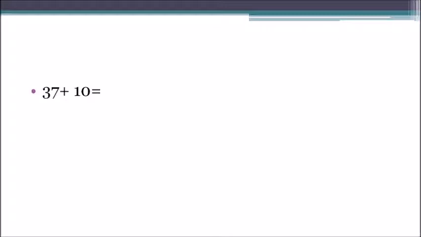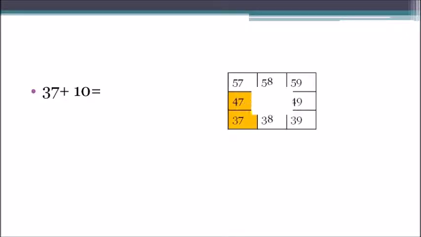So the question is 37 plus 10. First, we have to reach 37. We know in case of addition, we have to go one step towards up. So when you go one step up, we will reach 47. So what will be the answer? The answer will be 47. So now let's do another one. 37 plus 9.